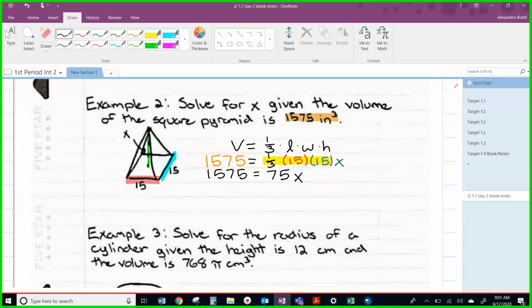Now this is just an equation I'm solving. I'm solving for x, right? X has the 75 with it, so I'm going to divide both sides by 75. 1,575 divided by 75, feel free to type it in a calculator, is 21. And we divide by 75 because those cancel, so I'm left with x.